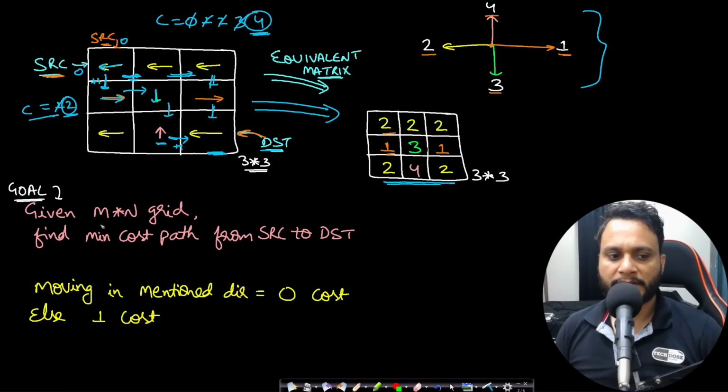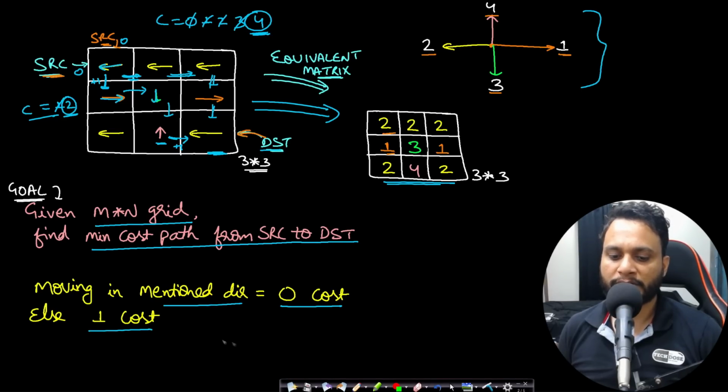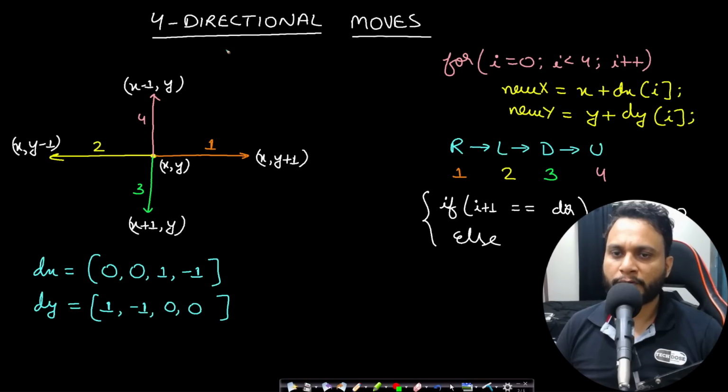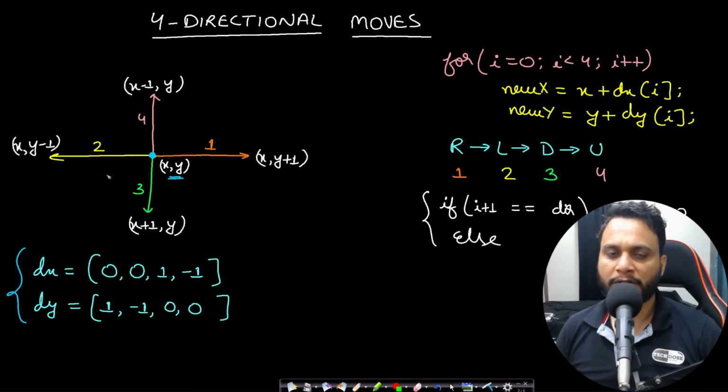So our goal here is, given an m by n grid, we need to find the minimum cost path from the source to destination, and moving in the mentioned direction will incur 0 cost, but if you move in any other direction, then cost 1 will be added as a new cost, right? Now in order to move in all the 4 directions, we need to make 4 directional calls, and if you are new to it, then I will just repeat it. In this case, if you are at an xy coordinate and if you want to move up, right, down, left in all the 4 directions, then you can consider making the 2 arrays dx, dy, which will help you make these moves.